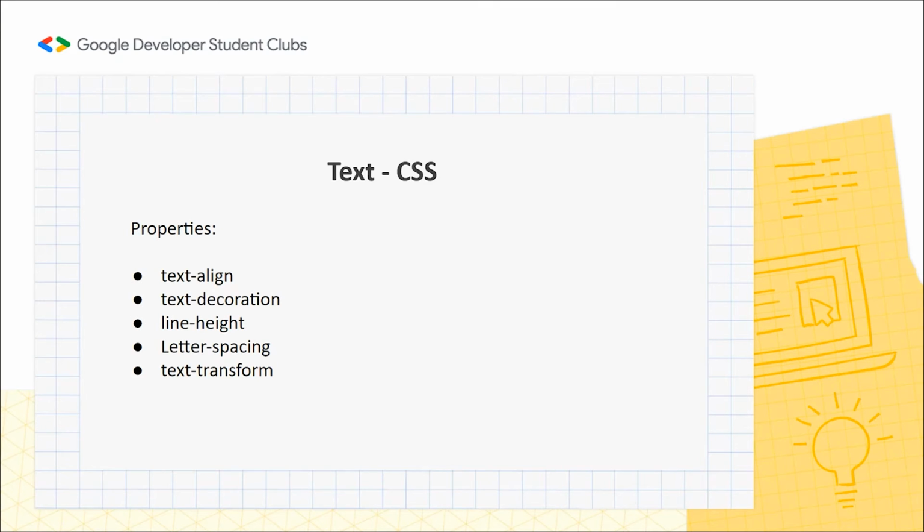Coming to text, there are a few properties as well. The first one is text align. It is a property which is used to align the text of a document. Second is text decoration. It is a property which is used to underline, overline, or strike through a text. The third one is line height. It is a property which is used to change the height of a line. Fourth one is letter spacing. By using this property, we can change the spaces between the letters in a word. Fifth one is text transform. It is a property which is used to transform our text to capitalize, uppercase, or lowercase.